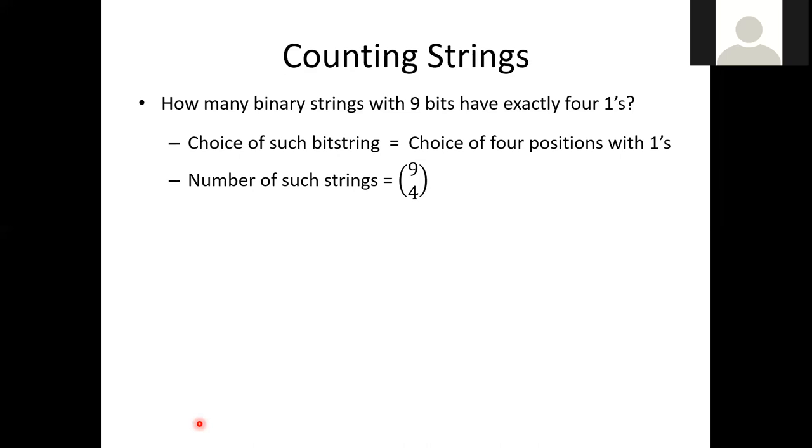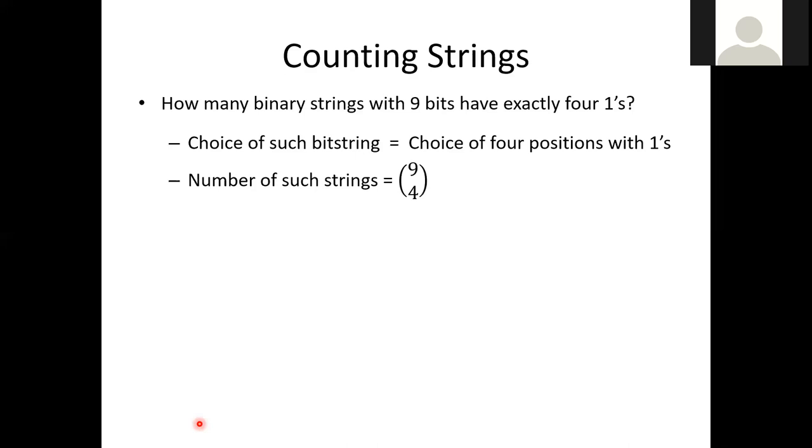Just identify the choice of such a bit string with the choice of 4 indices between 1 and 9. So you have 9 indices. This is how many bits you have. And you just choose which of these are going to get a 1. There has to be exactly 4 and no more. And once you choose these 4, that's it. There are no further choices. These get 1s and all the others get 0. So the number of such bit strings is the same as the number of 4-element sets in a set of 9 indices.